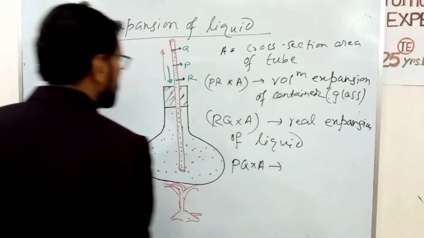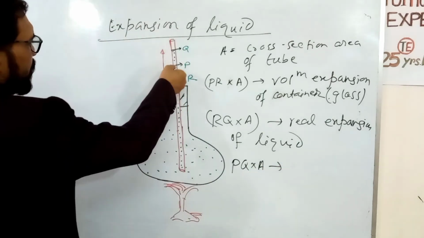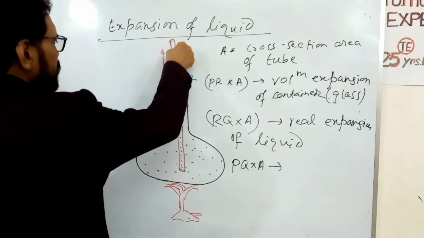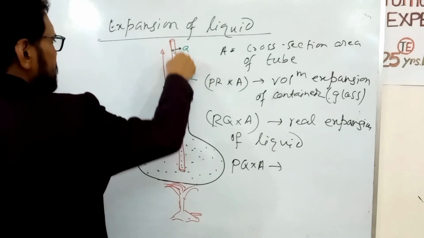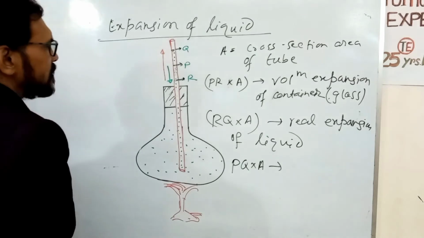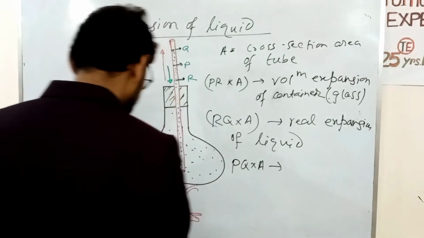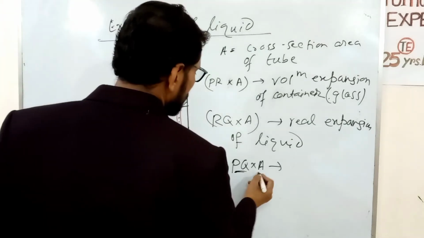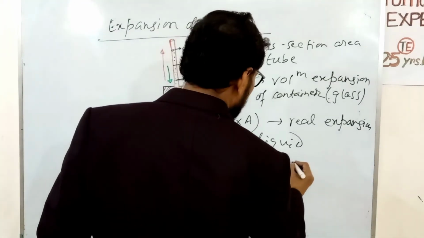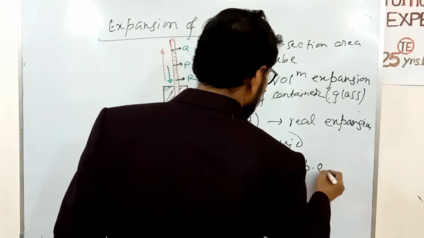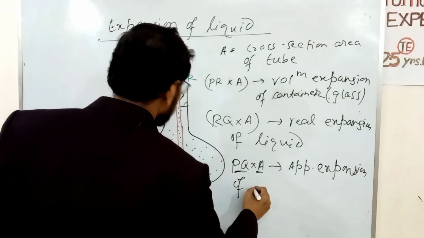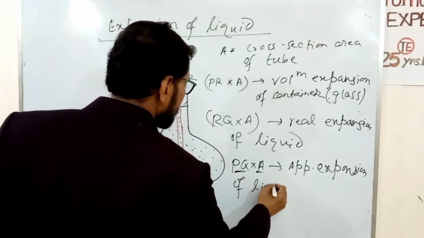Now what is PQ into A? This denotes the apparent expansion, because at first the liquid level is at P, then after some time it rises to Q. So this is the apparent expansion of the liquid. Apparent expansion of the liquid is PQ into A. Length into area equals volume.